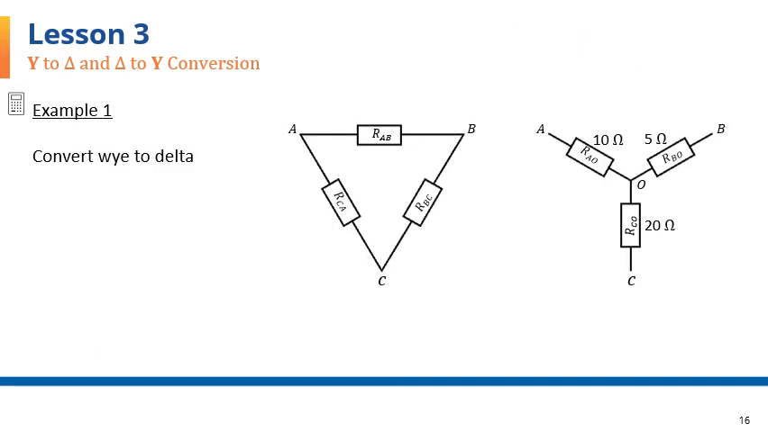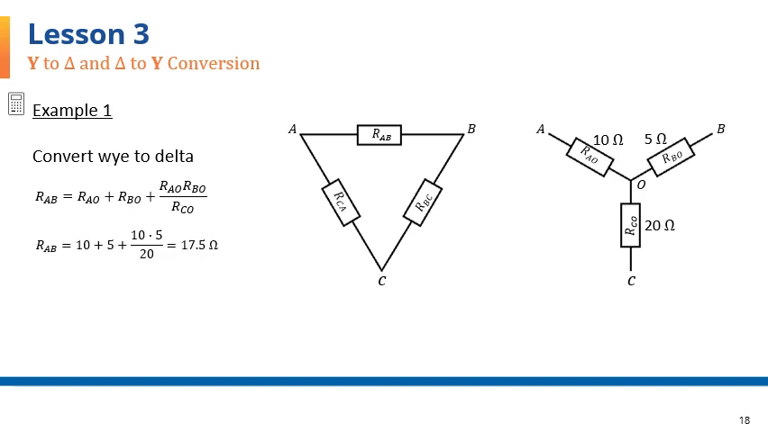In this example, we are given the resistance of the Y-connected trio of resistors, 10, 5, and 20. We will calculate the elements of the equivalent delta-connected set. Starting with the calculation of RAB, the equation is the one you see here. Substituting for the three known resistances on the right side of the equation, RAB comes out to 17.5.